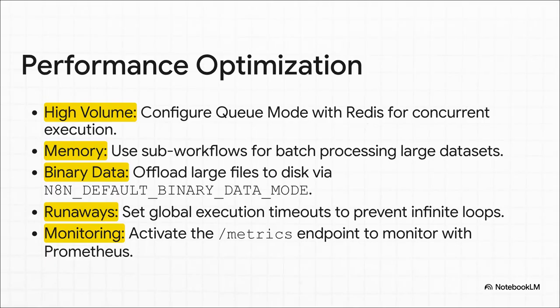So how do you tune this thing for maximum performance? Well, if you're expecting a high volume of workflow executions, you want to set up queue mode with Redis, which lets things run in parallel. If you're dealing with huge data sets or big files, you can use sub-workflows to break up the job and even offload that data to your server's disk. And to protect yourself from mistakes, you can set global timeouts to kill any workflows that get stuck in a loop, and you can turn on the metrics endpoint to keep an eye on everything with a tool like Prometheus.